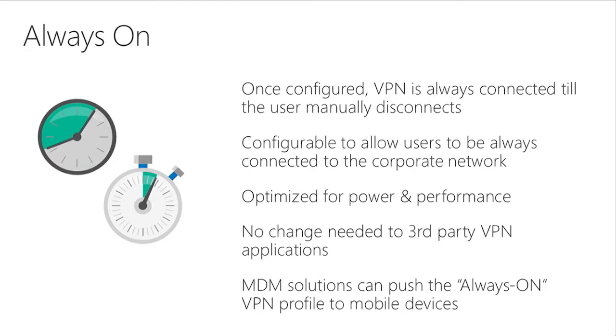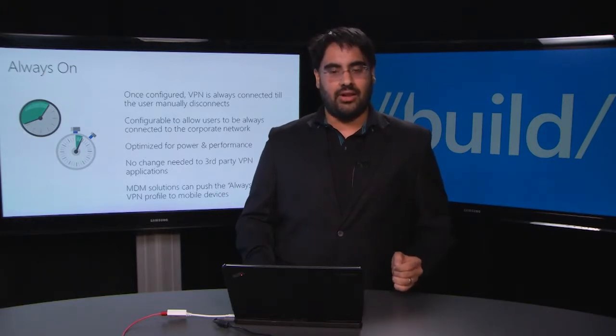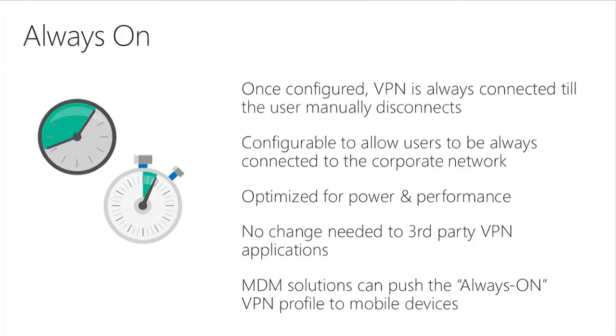We are introducing in Windows 10 the always on feature. With always on, once configured, VPN is always connected till the user manually disconnects. This gives the direct access like convenience of your user logging into their machine and automatically connecting to their VPN.